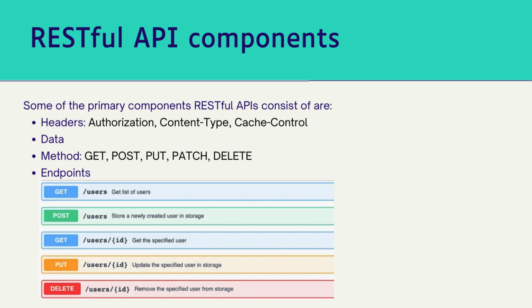And methods: APIs manipulate data by using certain HTTP methods like delete, post, put, patch, and get. And endpoints, these are URLs that define the data location on the server. For example, get users gets the list of users. It's the location of the users, a user's collection. Endpoints are basically the resource and the location of the resource that we try to access with an API.